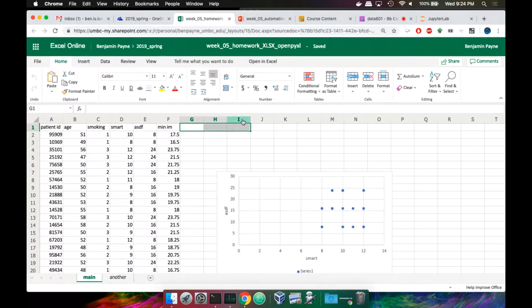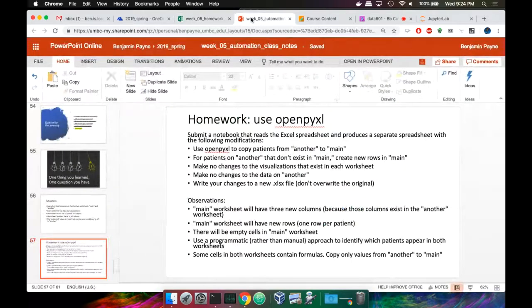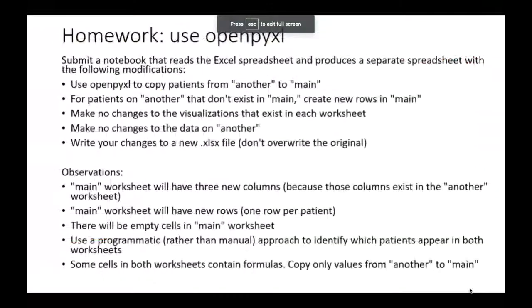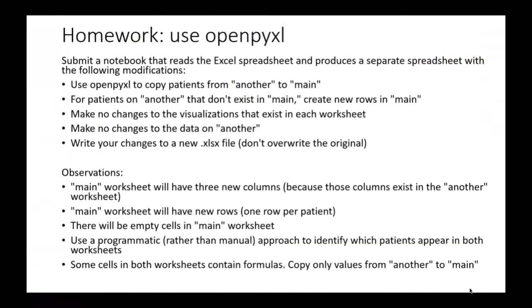So this is the hard part: we're going to use a library that I haven't shown you to do a task that sounds somewhat unreasonable at this point. These are more words that say the same thing. I'm going to use this Python library to copy the patients that exist on the worksheet called another to the worksheet called main. For patients that don't exist in main, I have to create new rows. But for patients that already exist in the main spreadsheet, I have to add those column entries.